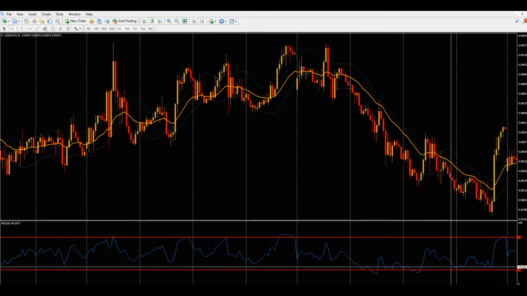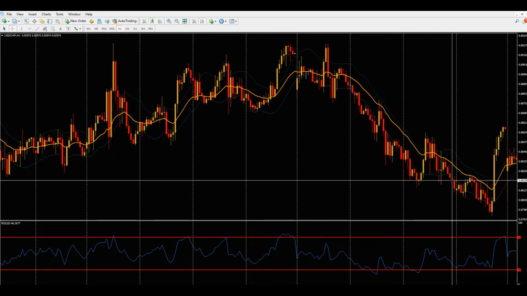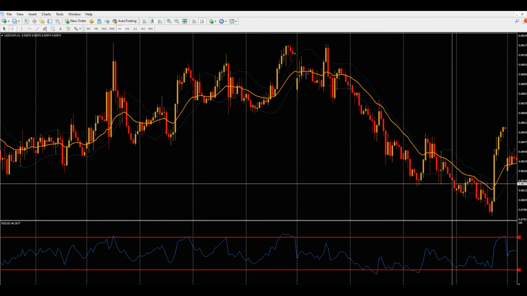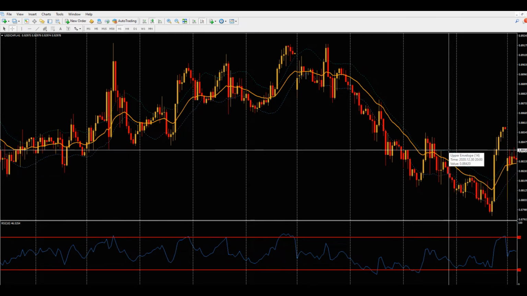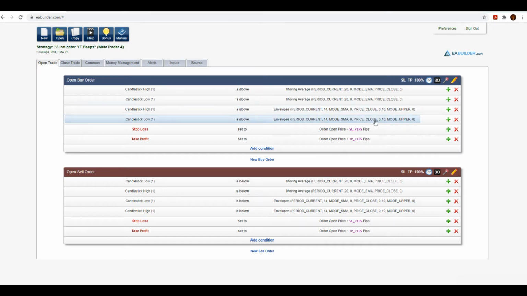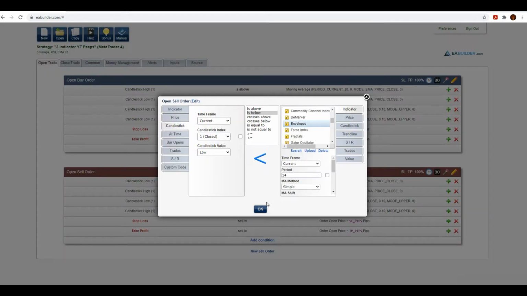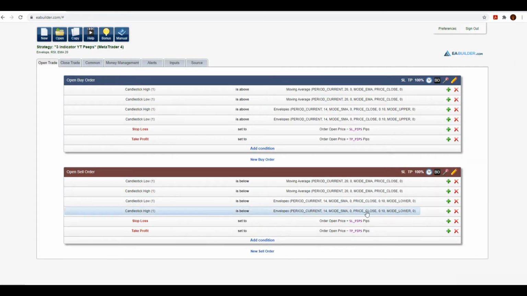The only thing we need to change here, let's go back over real quick so I can show you. This says mode upper. It did flip this to the opposite, so we want the candlestick high and low to be below the envelope EMA, but not the upper line. We want the lower line. So we need to open this up and select the lower line here. So let's select lower line, and then jump over here and also select lower line. Alright, so now it looks good.